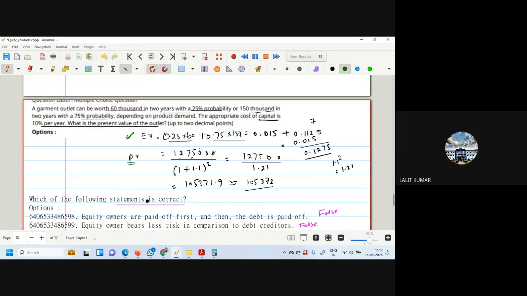And to find the present value, it is in 2 years. So it will become 1 plus 0.1 squared. So you get 1,27,500 by 1.21. Is this okay? This is from our previous concepts.